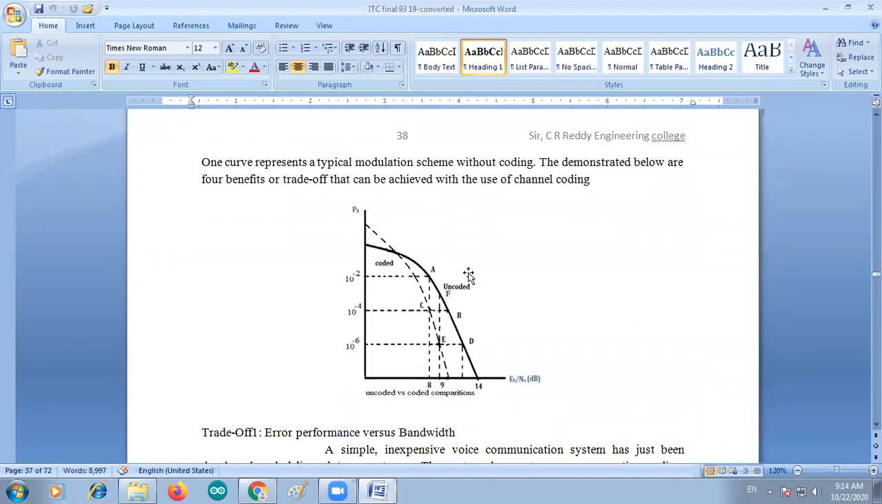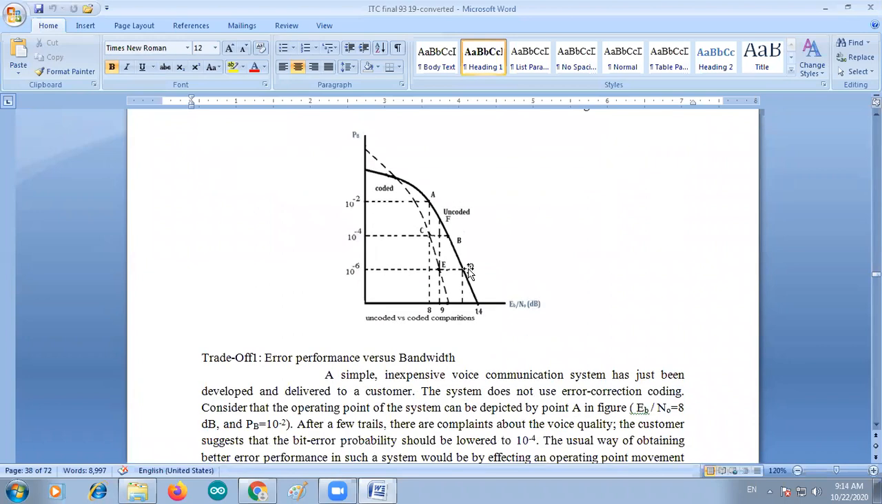Okay. One more parameter to know is the trade-off between error performance and bandwidth. You can improve the error performance when your system is adapted by coding techniques. If the system is adapted by coding techniques, then the error performance increases. But the bandwidth also increases. Bandwidth increasing is one of the disadvantages in communication. Even though it is a disadvantage, you can go for error performance and compensate some bandwidth. So these are the two parameters: error performance and bandwidth.